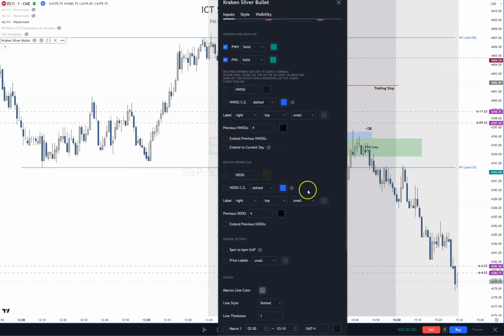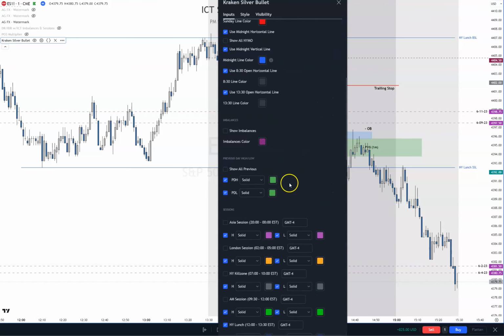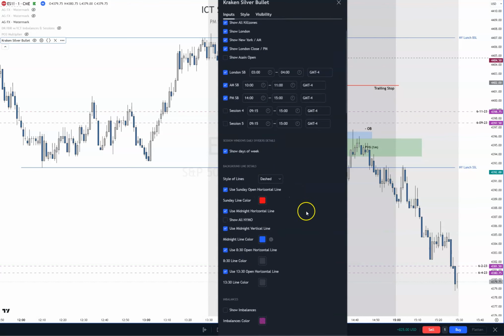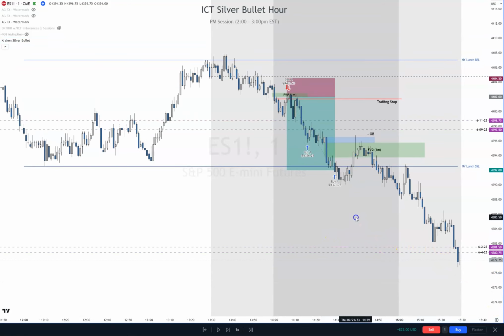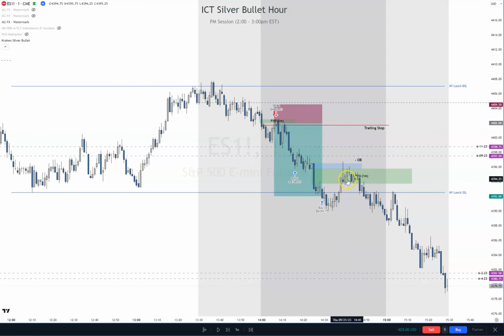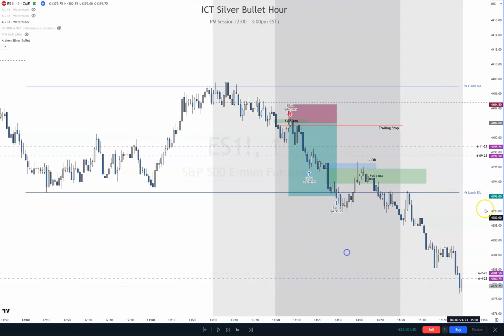Everything else above here, the new week opening gap, the sessions, the previous day high and lows, the previous week high and lows, is all for trading the silver bullet. Okay, so you had another opportunity here to get in on a trade and aim for this new week opening gap, but I was already aiming for this one, so I was done. All right, so let's shut this off.